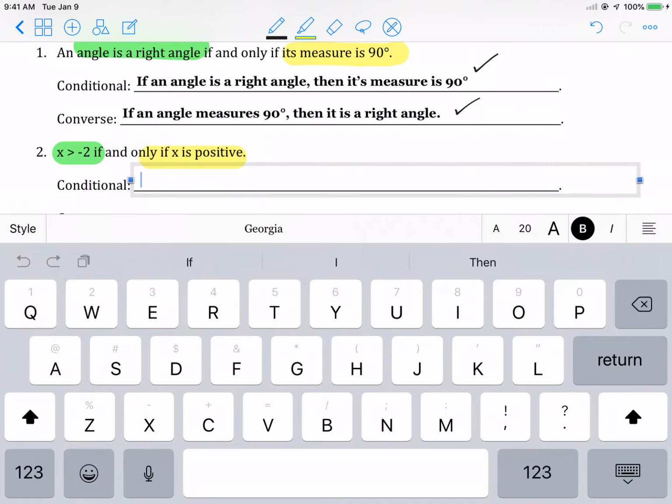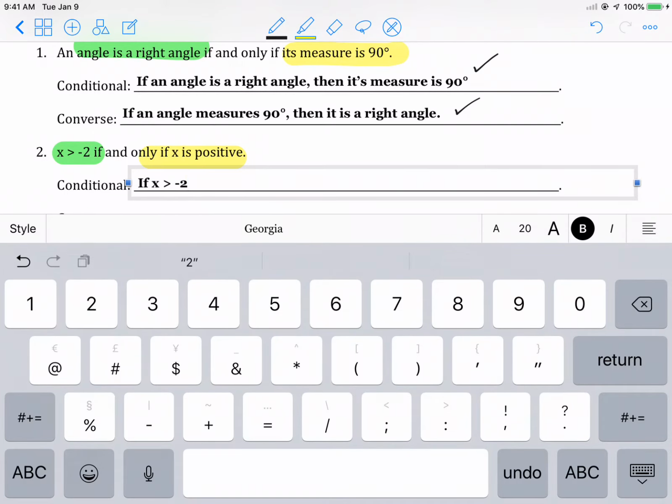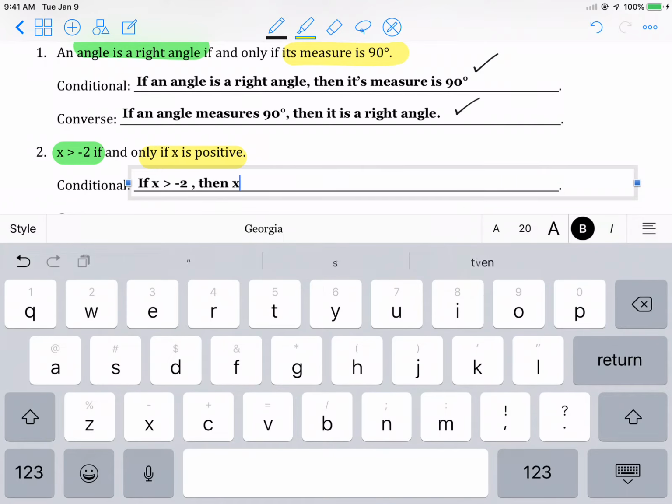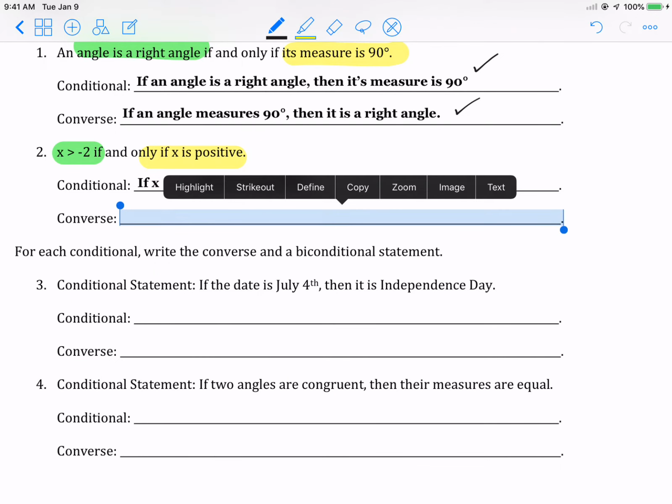And there's no exact right answer for this, guys. As long as we hit the major points, it's going to be there. So x is greater than -2 if and only if x is positive. Right now, your math senses should be tingling, and that should sound like not a good thing. So let's see. If x is greater than -2, then x is positive. Yeah, my math senses are tingling on that one.